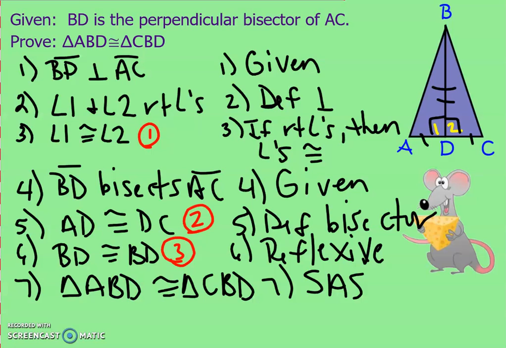This is the proof you did in your warm-up. We proved that triangle ABD was congruent to triangle CBD using side angle side, which means we used the sides AD and DC, the side BD to itself, and the two right angles are congruent.